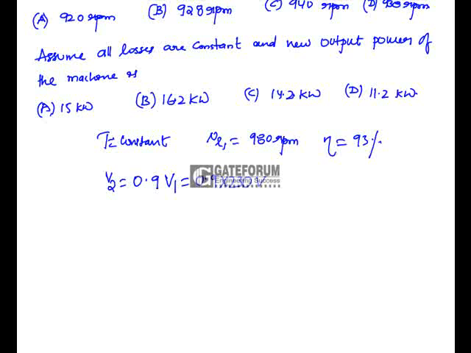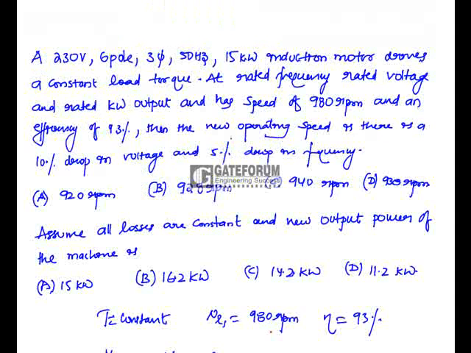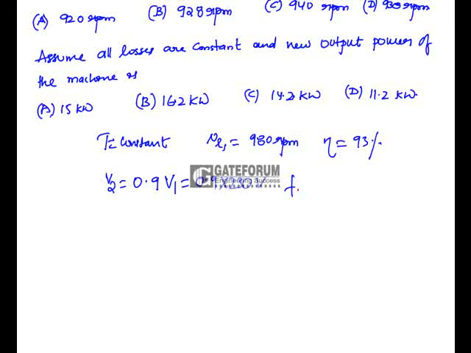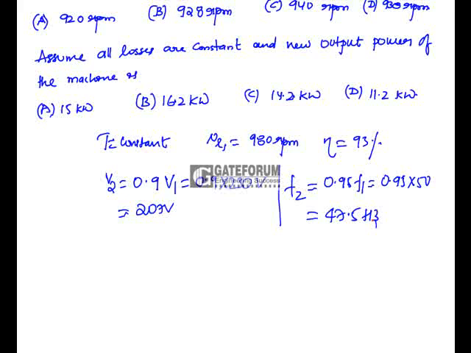And 5% drop in frequency. So F2 is equal to 5% drop, so this is 0.95 times of F1, 0.95 into 50 Hertz. So V2 is equal to 0.9 times of V1, that is 0.9 into 230. So this is 207 volts. F2 is equal to 0.95 into 50, so this is 47.5 Hertz.